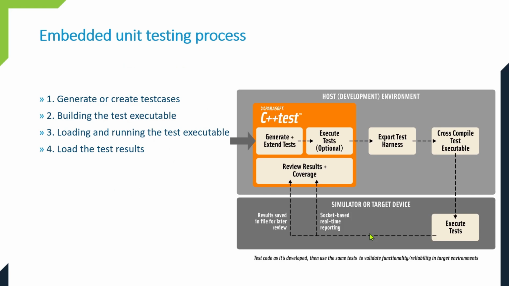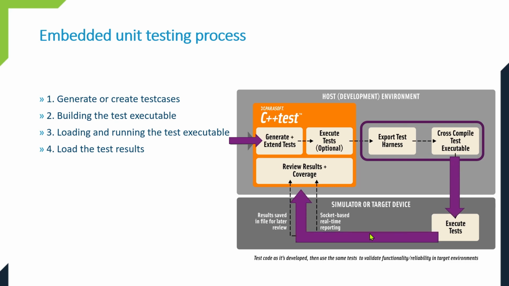So the embedded unit testing process consists mainly of generating or creating test cases, then building the test executable using the cross compiler, then loading and running the test executable on the target, and lastly loading back the test results on the host machine in the C++test UI.